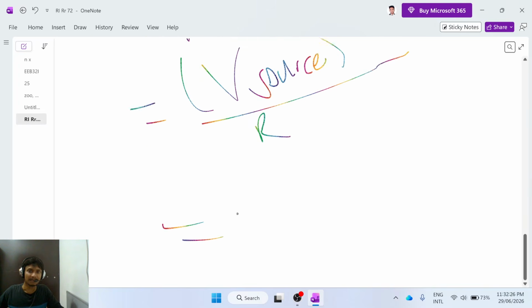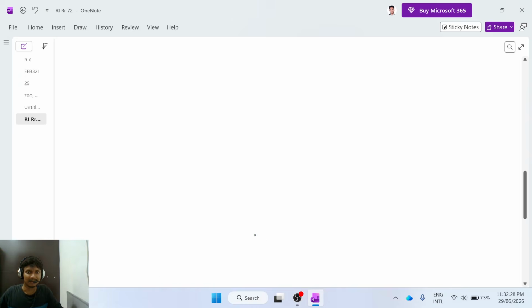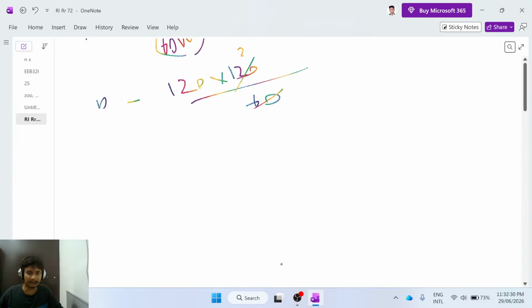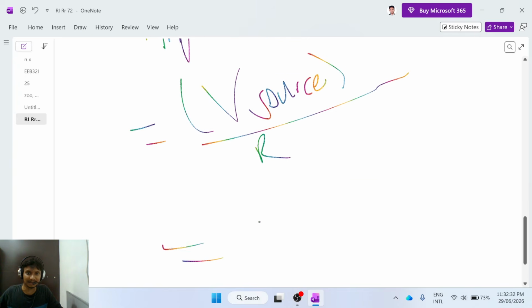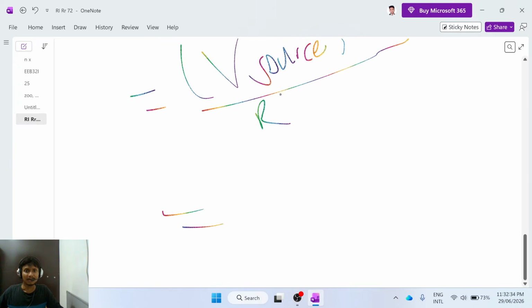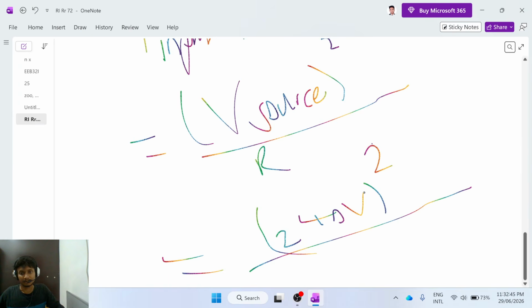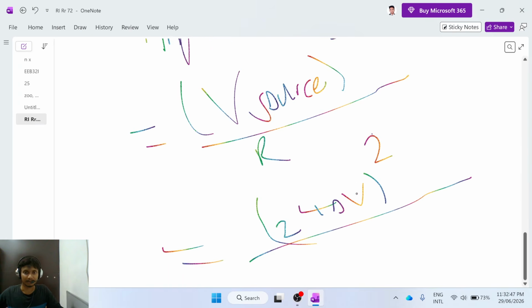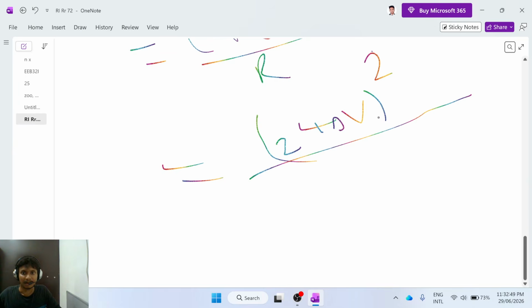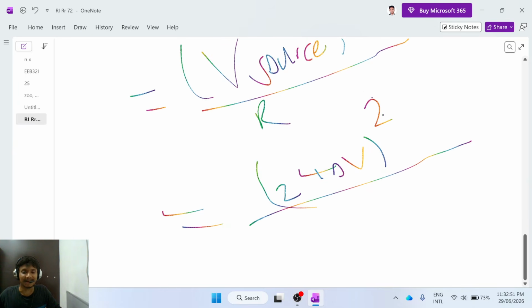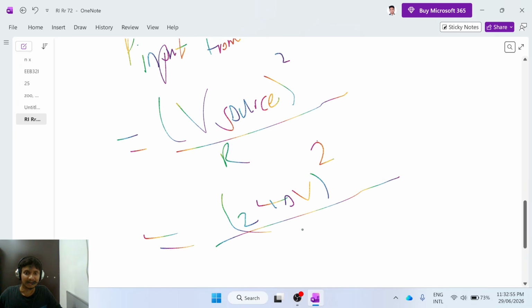What is the V source? V source is equal to 240 volt. V source means voltage of the source. Voltage of the source is 240 volt. Whole square. Don't forget the square. Sometimes the students don't put square. Therefore, we will get the wrong answer. Divided by what is R?